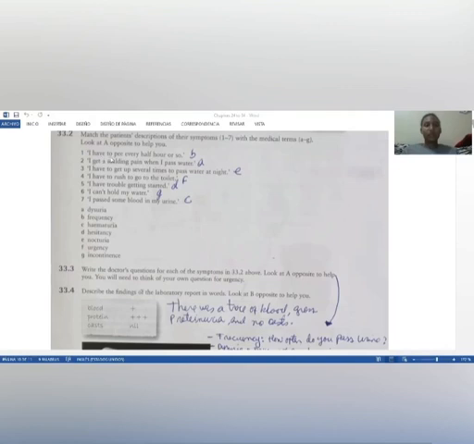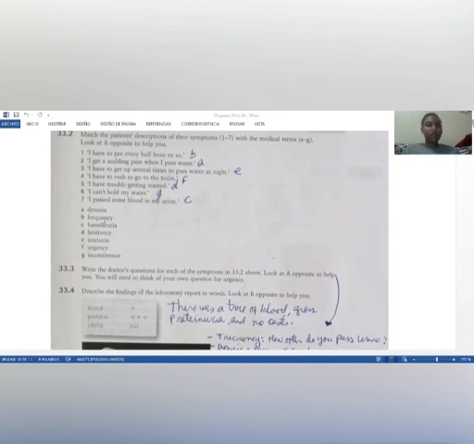Number 1, I have to pee every half hour or so. Letter B, frequency. Number 2, I get a scalding pain when I pass water. Letter A, dysuria. Number 3, I have to get up several times to pass water at night. Letter E, nocturia. Number 4, I have to rush to go to the toilet. Letter F, urgency.